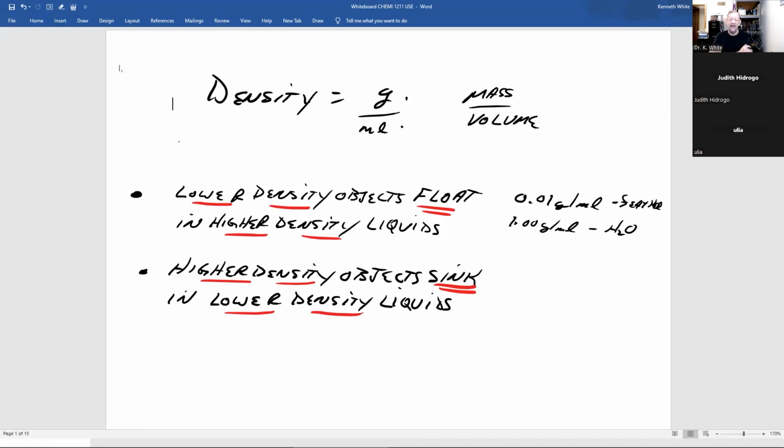So if you take a cannonball made of lead and put it in a barrel of water, it's higher density, it goes boom right to the bottom. I don't know if it goes boom, but it sinks real quick. So you should remember for this lab, the important thing is lower density objects float in higher density liquids, and higher density objects sink in lower density liquids.